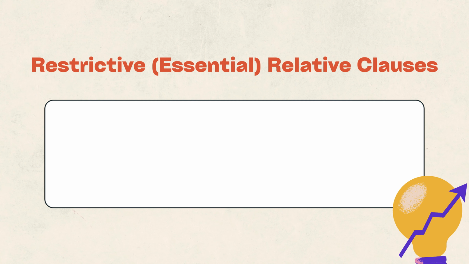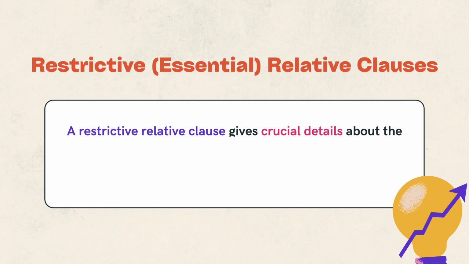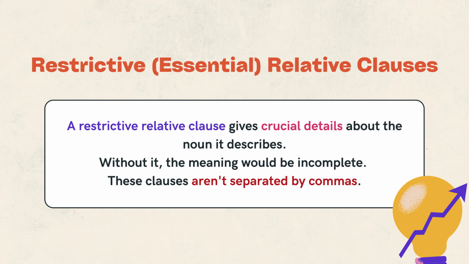Let's talk about restrictive relative clauses. A restrictive relative clause gives crucial details about the noun it describes. Without this clause, the sentence meaning would be incomplete. Importantly, these clauses are not separated by commas.